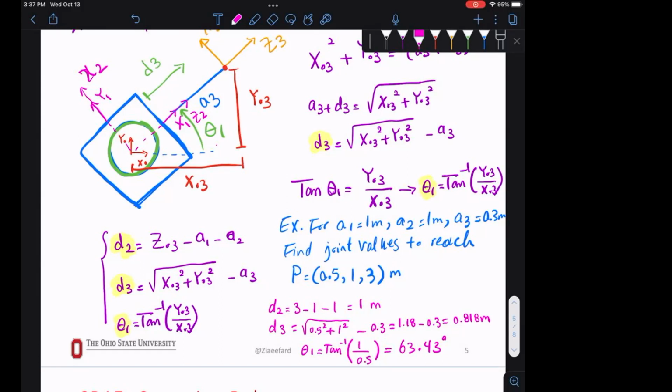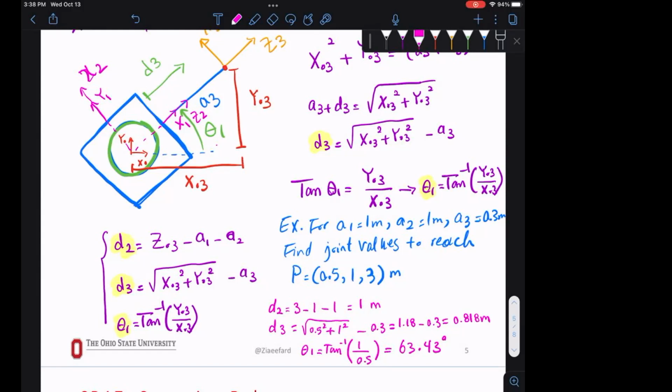So these joint variables translate into what? The rotation is your DC motor or servo motor rotating 63.43 degrees, however you want to send the command. Your prismatic joints are probably your linear actuators, right? You have to actuate and go linearly 0.8 in one direction and the other one has to go 1. And this will send the system to that position, right?